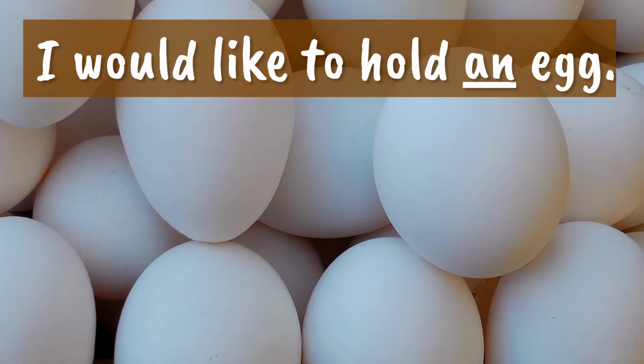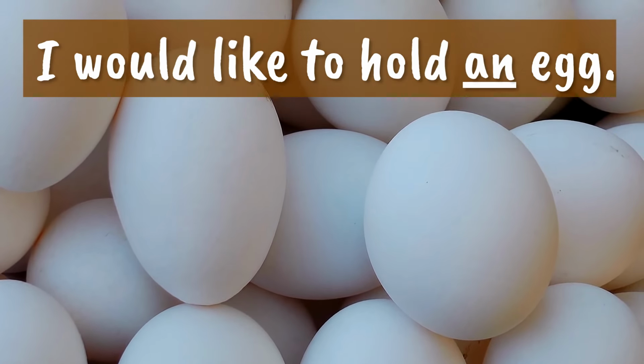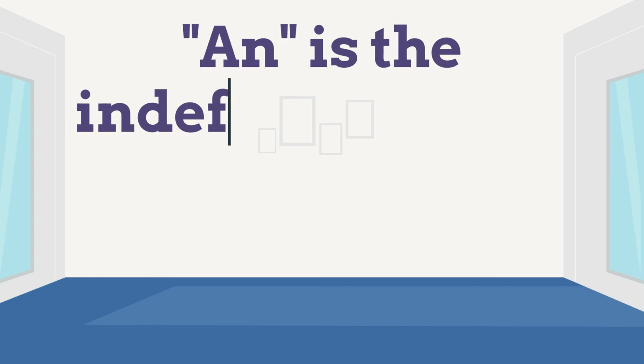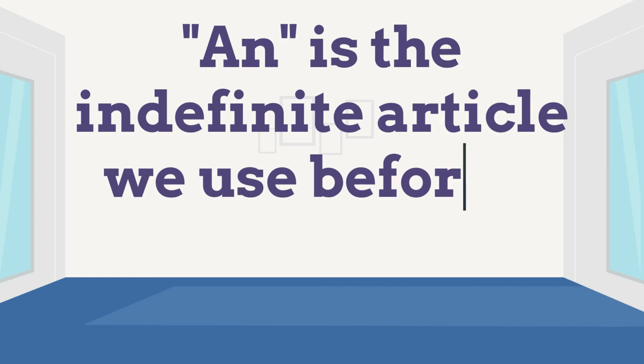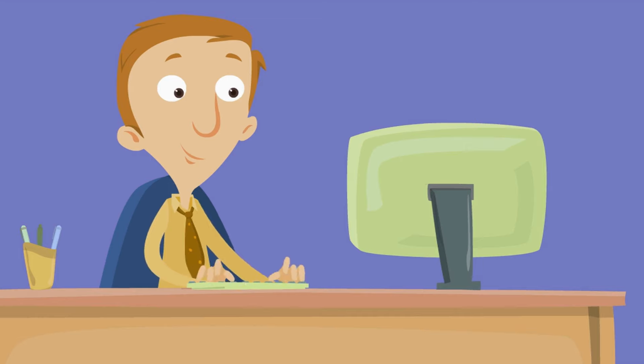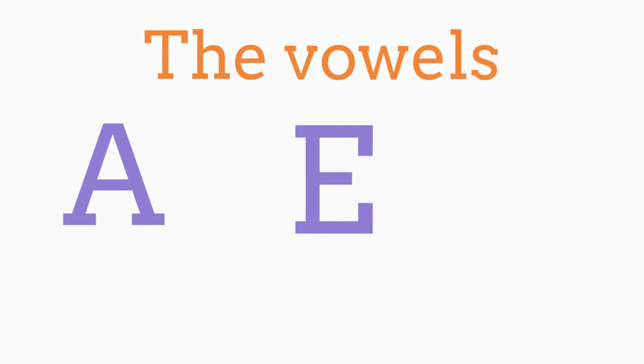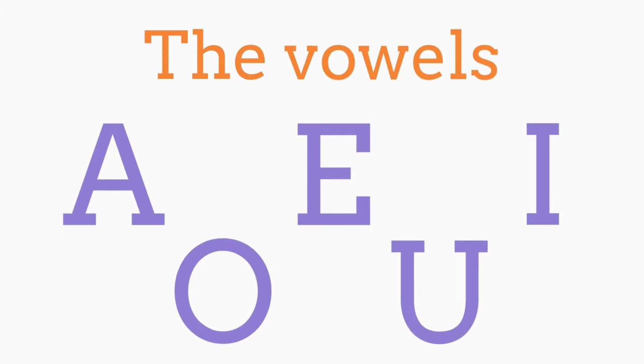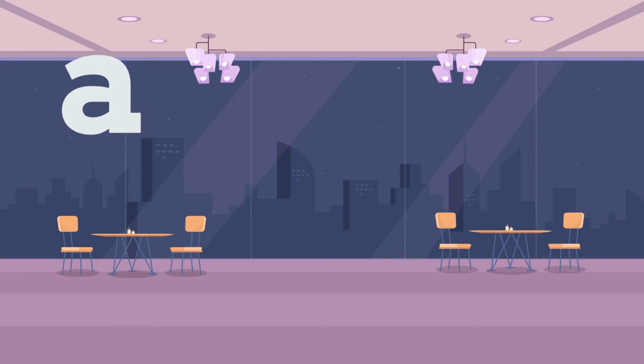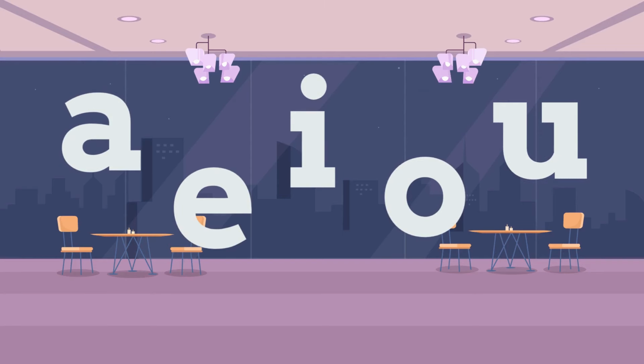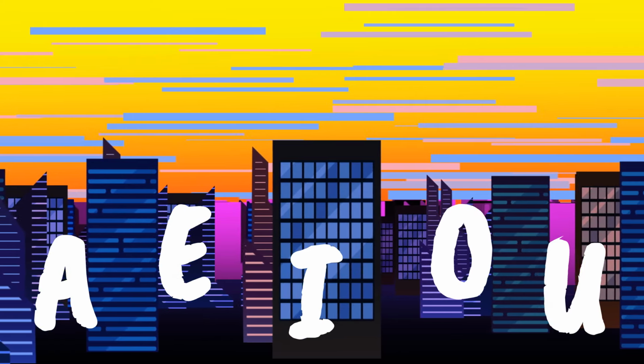I would like to hold an egg. So an is the indefinite article we use before a vowel. Remember, the vowels are A, E, I, O, U. Can we say that together? A, E, I, O, U. The vowels. A, E, I, O, U.